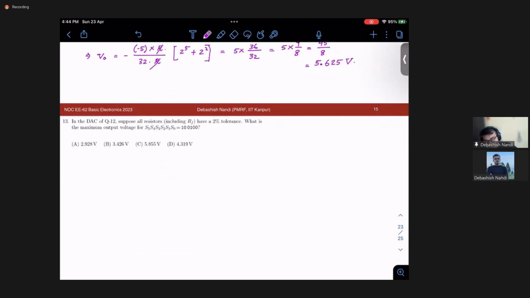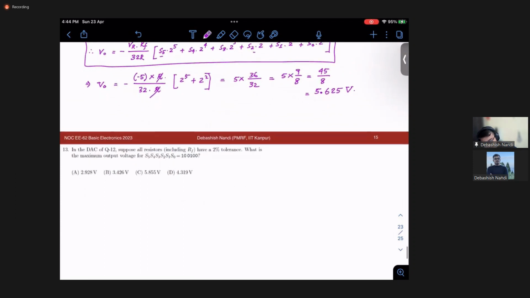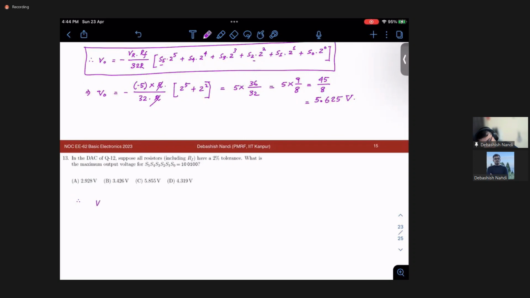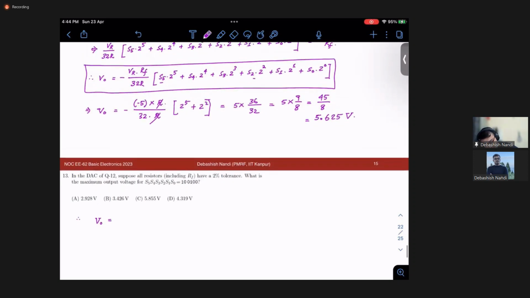So in the DAC of Q12, suppose all the resistors including RF have a 2% tolerance. Okay. So what is the maximum output voltage for this? So how can I calculate that? The way to calculate that is, you see your V out is nothing but minus VR by 32R into RF into this bracket quantity. Okay.